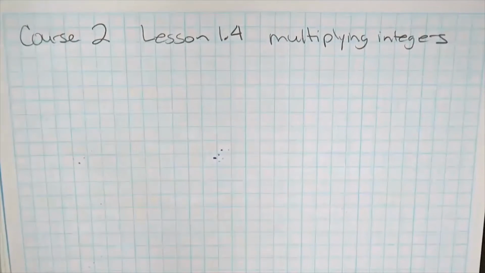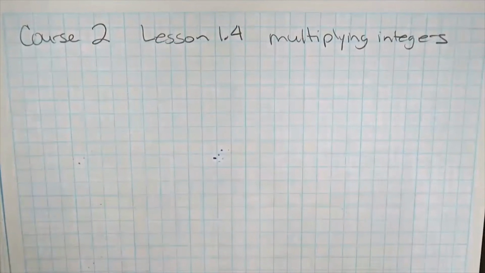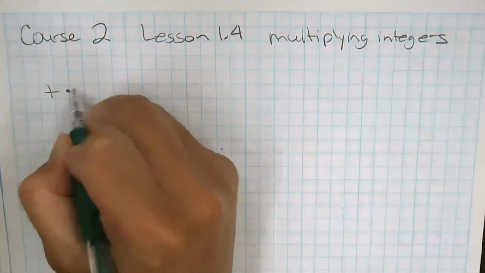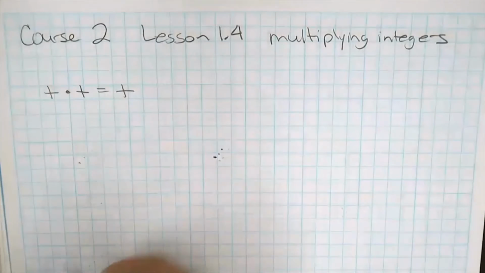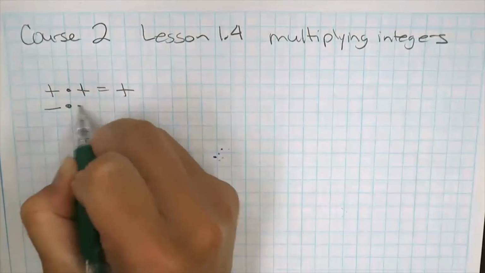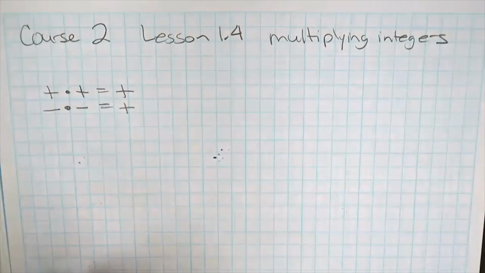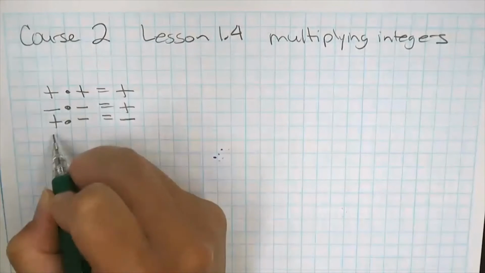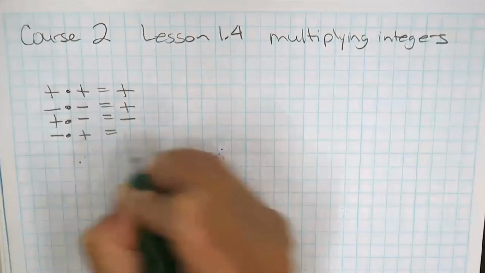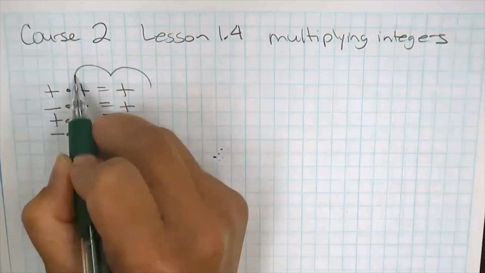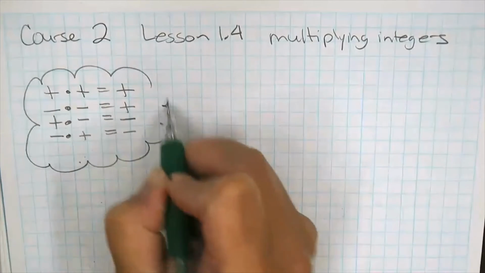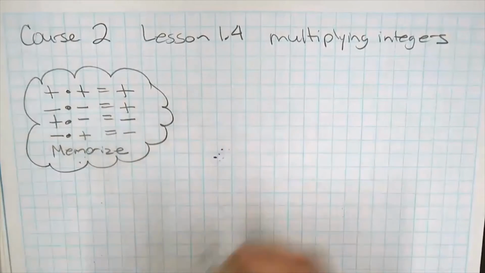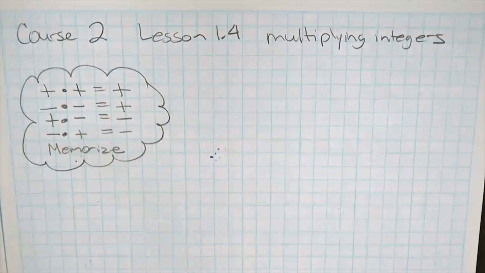Okay, I'm going to create this little chart, and there's no way around it. You're just going to have to memorize this chart. A positive times a positive equals a positive. Negative times a negative equals a positive. A positive times a negative equals a negative, and a negative times a positive equals a negative. So this is just something you're going to have to memorize. But let's explain what's going on.